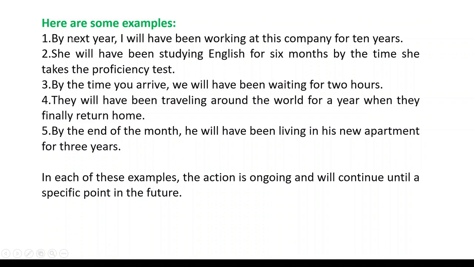Here are some examples. 1. By next year, I will have been working at this company for 10 years. 2. She will have been studying English for 6 months by the time she takes the proficiency test. 3. By the time you arrive, we will have been waiting for 2 hours. 4. They will have been traveling around the world for a year when they finally return home. 5. By the end of the month, he will have been living in his new apartment for 3 years. In each of these examples, the action is ongoing and will continue until a specific point in the future.